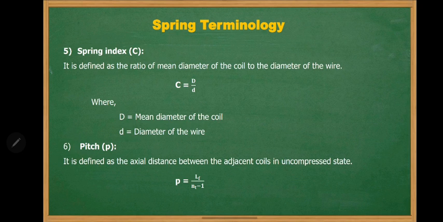Next is spring index. It is defined as the ratio of mean diameter of the coil to the diameter of the wire. Mean diameter of the coil is capital D and small d is the diameter of the wire. So the ratio of capital D to small d is known as spring index. Next is pitch, denoted by small p. It is defined as the axial distance between the adjacent coils in uncompressed state. It is calculated by using the equation p is equal to LF, that is free length, upon nt minus 1, where nt is the total number of turns.